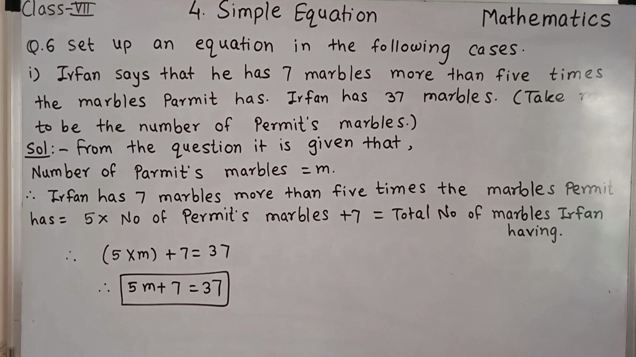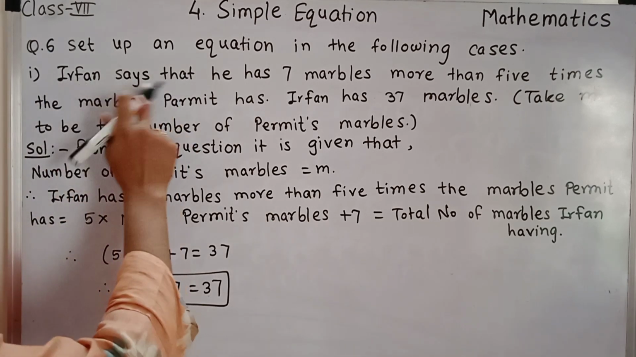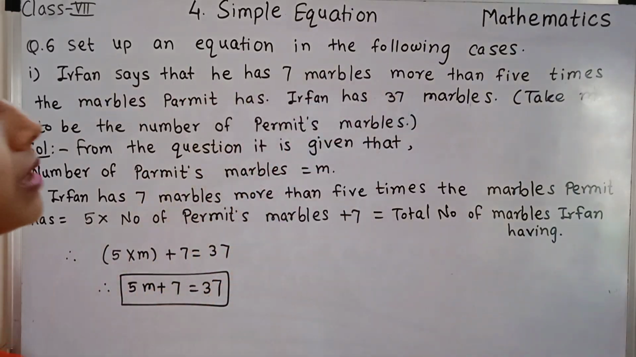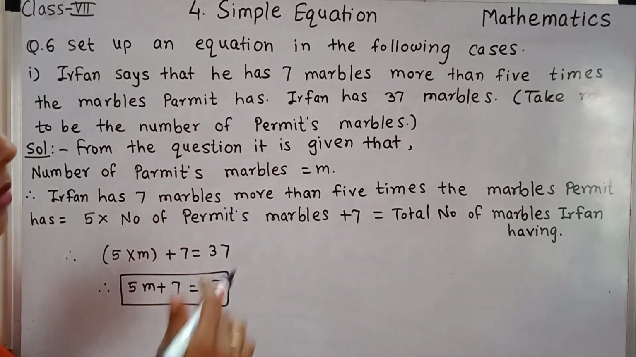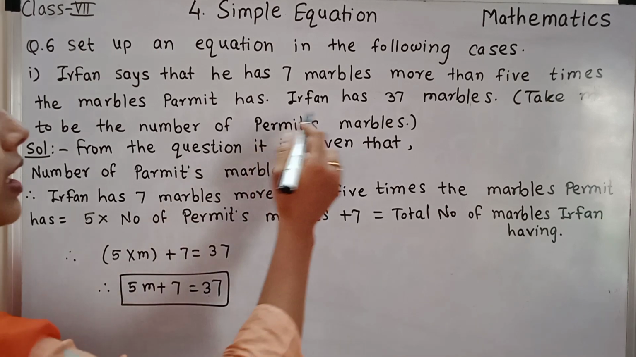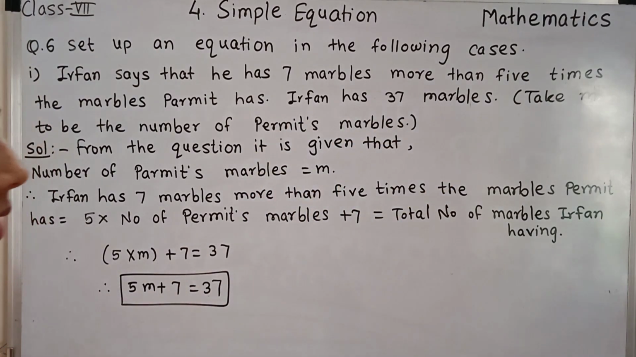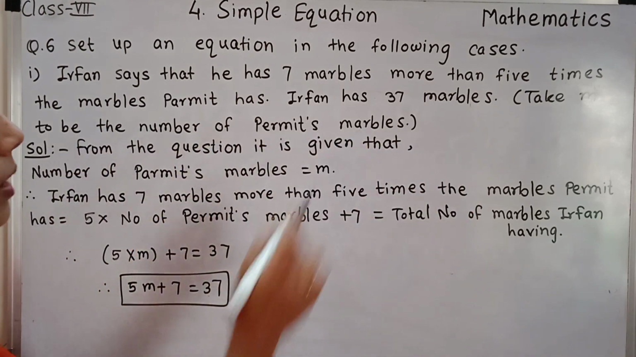Next question is question number 6. Set up an equation in the following cases. So we have been given the cases and we need to set up the equation for them. So first is Irfan says that he has 7 marbles more than 5 times the marbles Parmit has. How many does Parmit have? Irfan has 7 more than that. So Irfan has 37 marbles. How many does Irfan have? 37 marbles. Take m to be the number of Parmit's marbles.